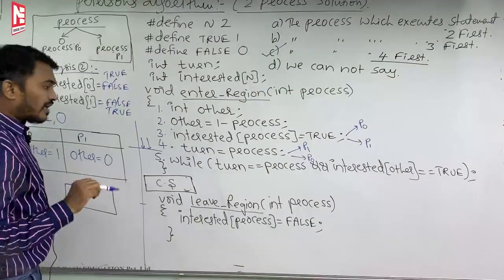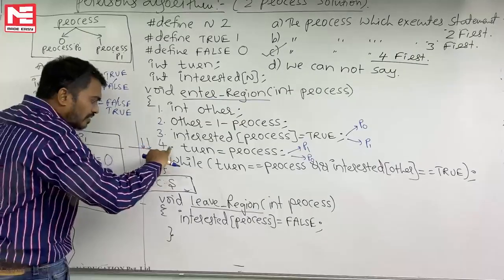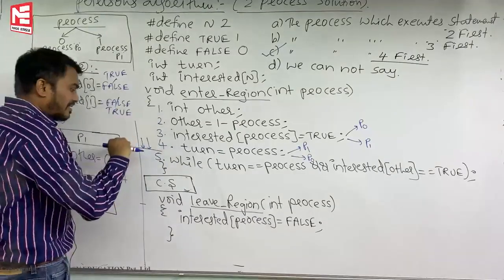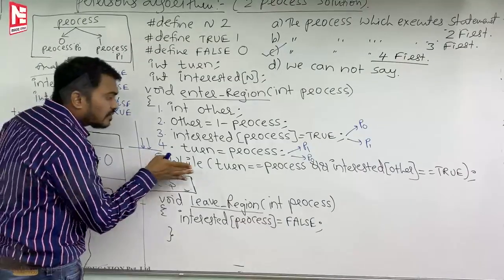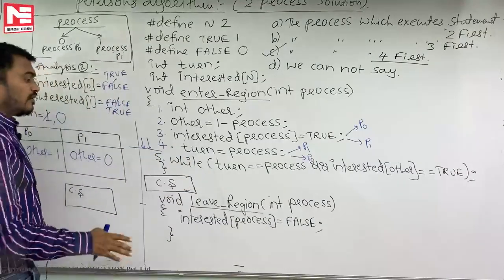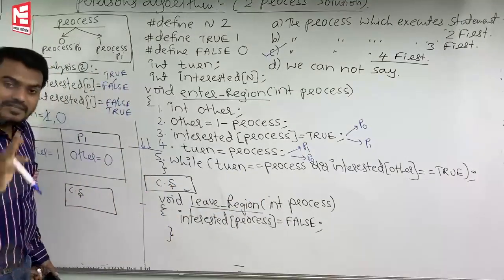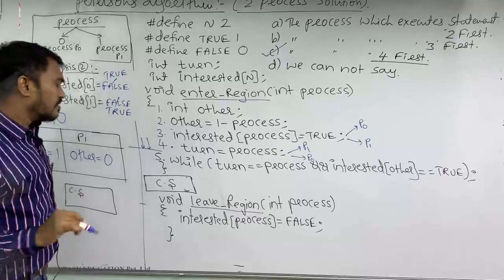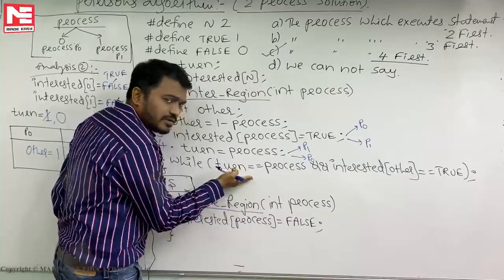Now, what happened now? Both processes have executed up to this statement. Now both processes will come and execute the fifth statement. For whichever process this condition becomes false, that process will enter into the critical section. Is the point clear? Right. Now let us say P0 is executing this statement.